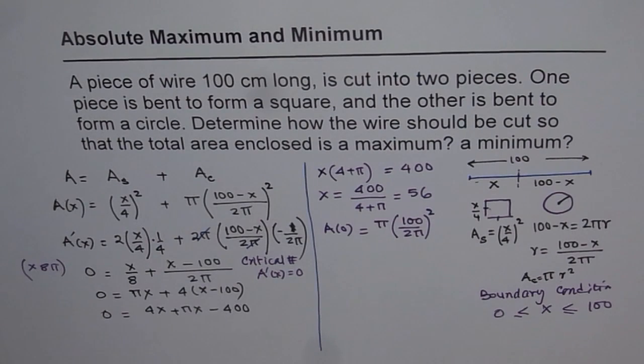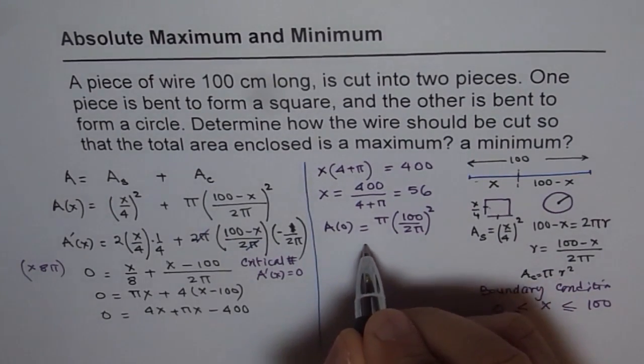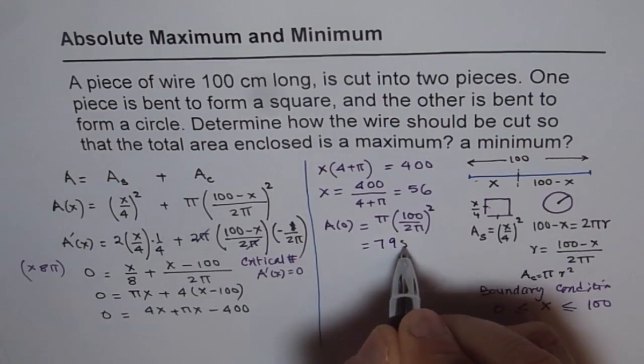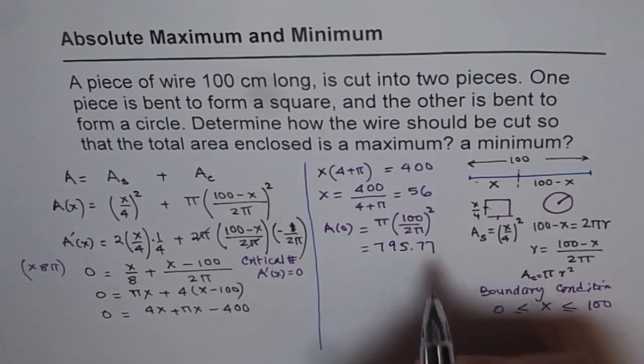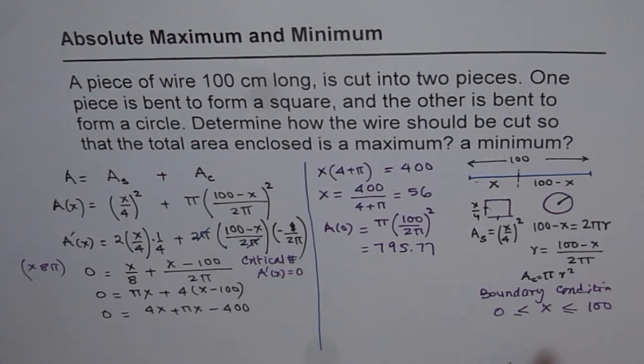So 100 by 2 is 50, so we'll just do 50 divided by pi, square this number, and then multiply by pi itself. Which is equal to 795.77. So we get this value as 795.77, right?